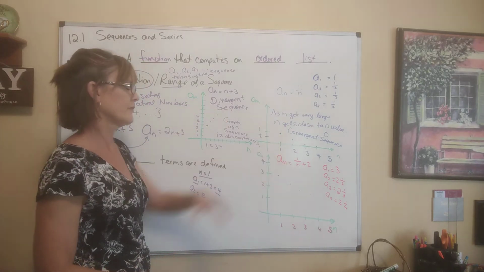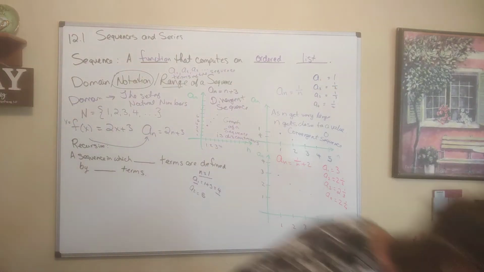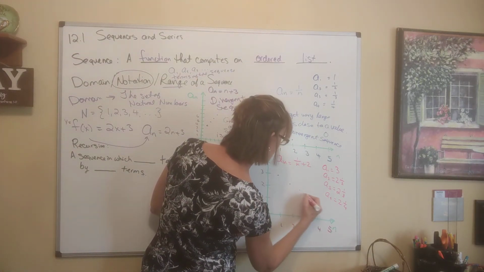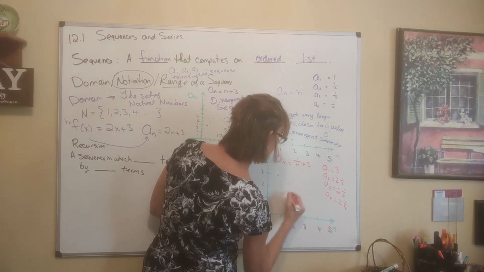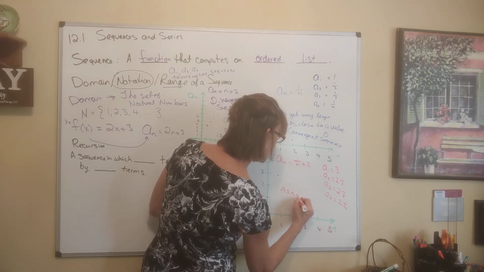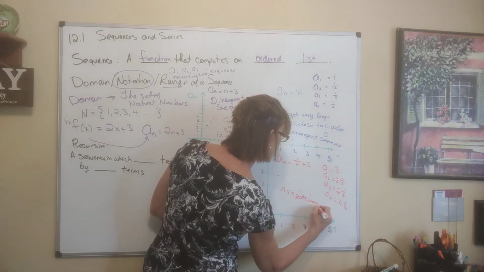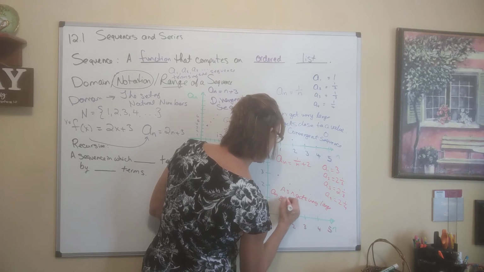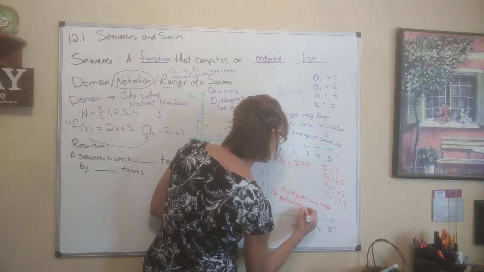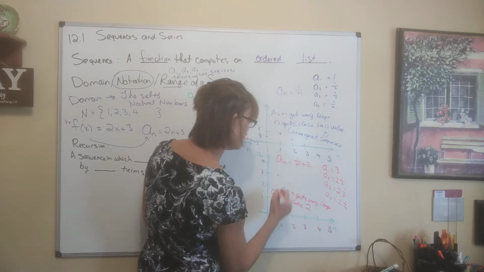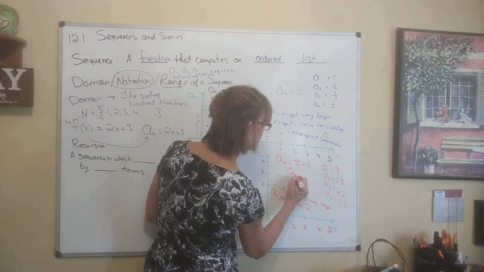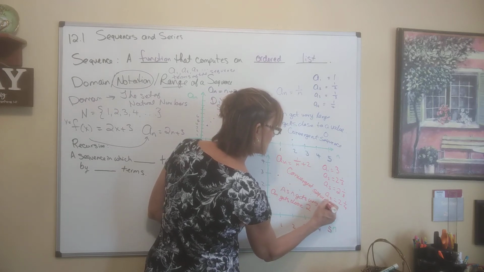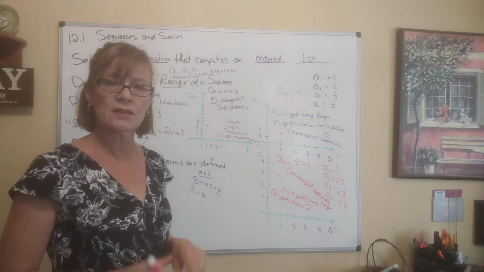Okay, look at the red graph. As n gets very large, our graph is getting close to, it's approaching the number 2. So as n gets very large, a sub n gets close to the number 2. It converges to 2. This is also a convergent sequence. So that's the difference in divergent and convergent.